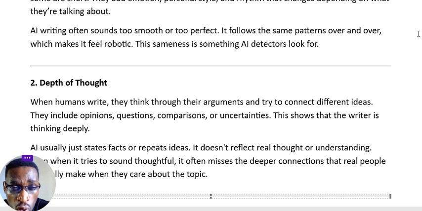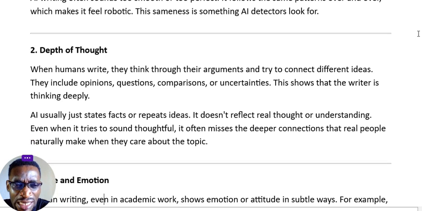They include opinion, question, comparison, uncertainties. Your writing includes all these: your opinions, your questions, your comparisons, your uncertainties. This shows that the writer is thinking deeply. But AI usually just states facts and repeats ideas. It doesn't reflect real thoughts or understanding.